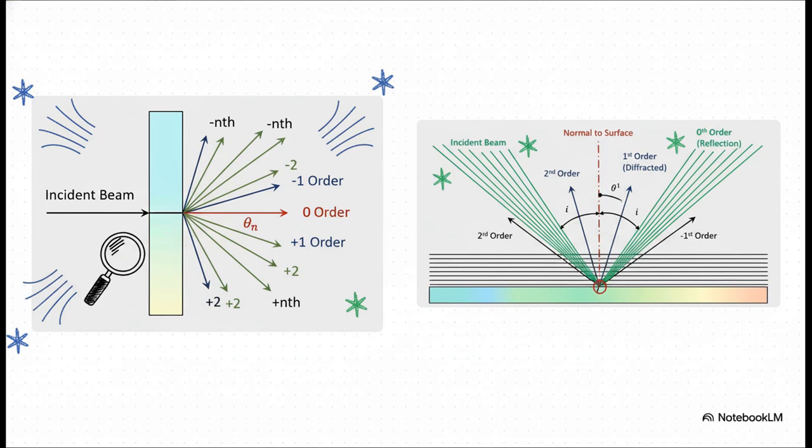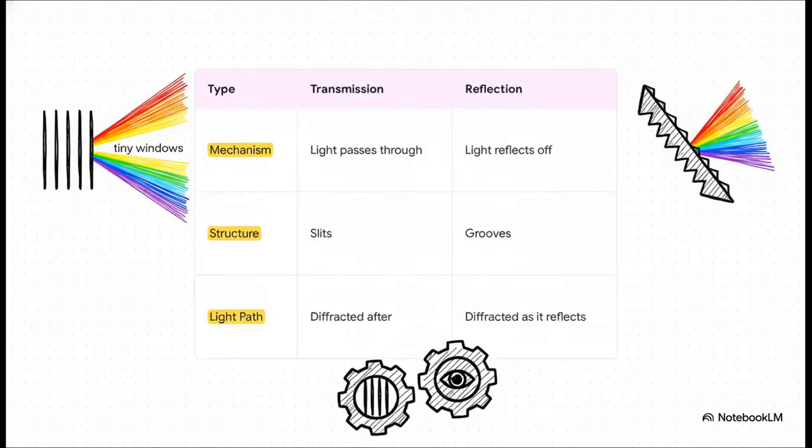Light goes through it. On the right is a reflection grating, which is basically a mirror with thousands of tiny parallel grooves etched into it. Light bounces off these grooves and then interferes. So the key takeaway here is pretty simple. While the end result, splitting light into a spectrum, is the same, the physical mechanism is totally different. One works like a set of tiny windows, the other works like a set of tiny angled mirrors. Both are absolutely essential tools in an engineer's optical toolkit.